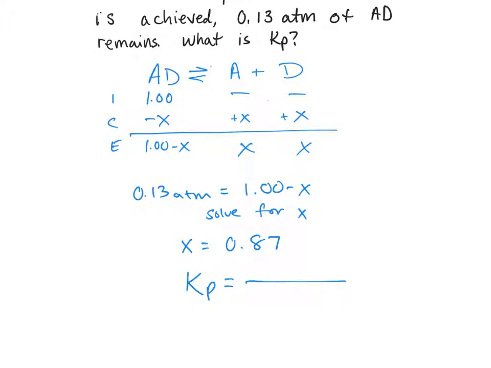We're going to have the concentration of A times the concentration of D. Both of those are 0.87 because they're both equal to x. So 0.87 times 0.87. I'll leave those separate just to denote the fact that they're two different things. And then divided by 0.13. And we'll end up with 5.8.